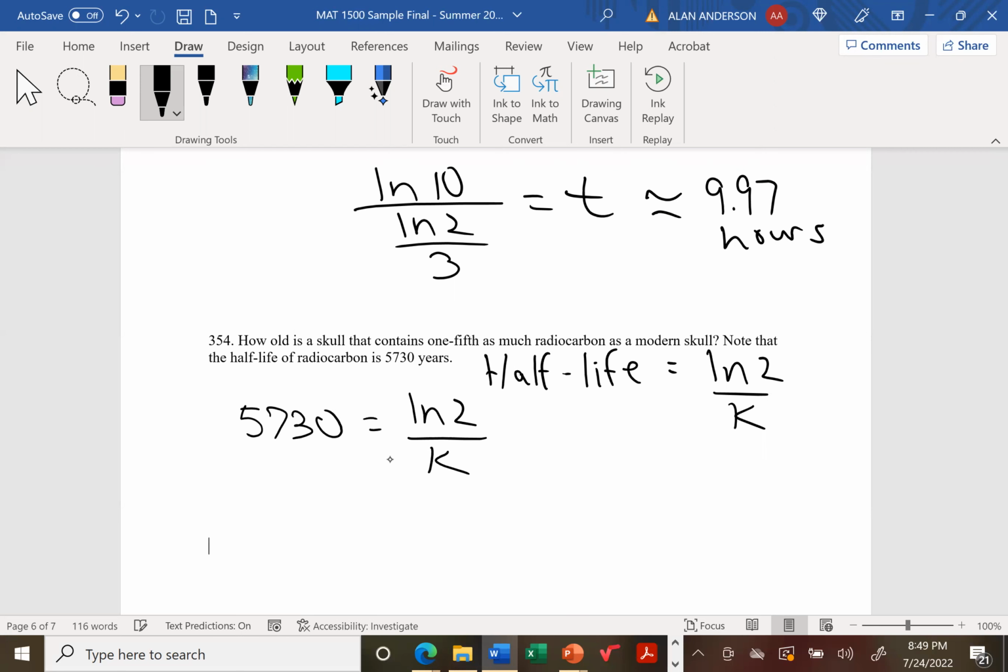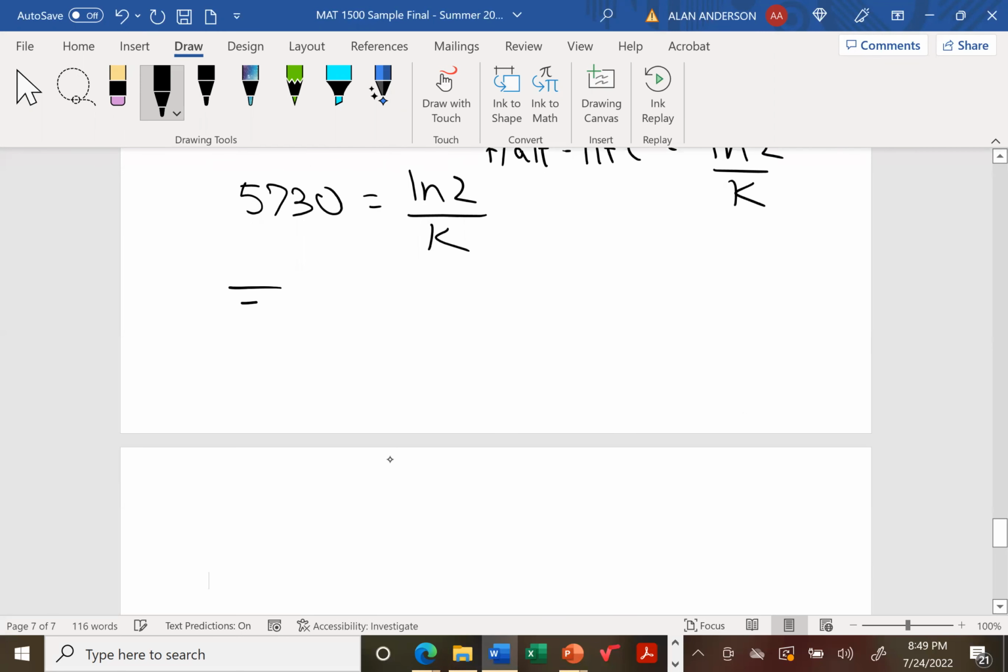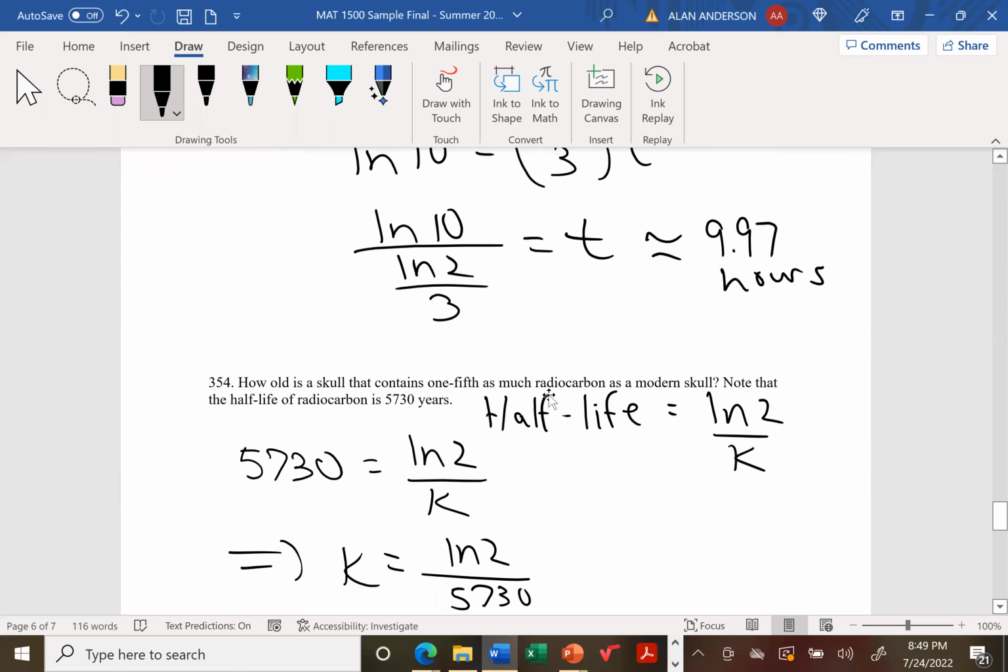So that implies that the growth rate in this case is a tiny, tiny number, 0.00002 or something like that. Now, here's what they want to know. How old is the skull, which contains a fifth as much radiocarbon as a modern skull?